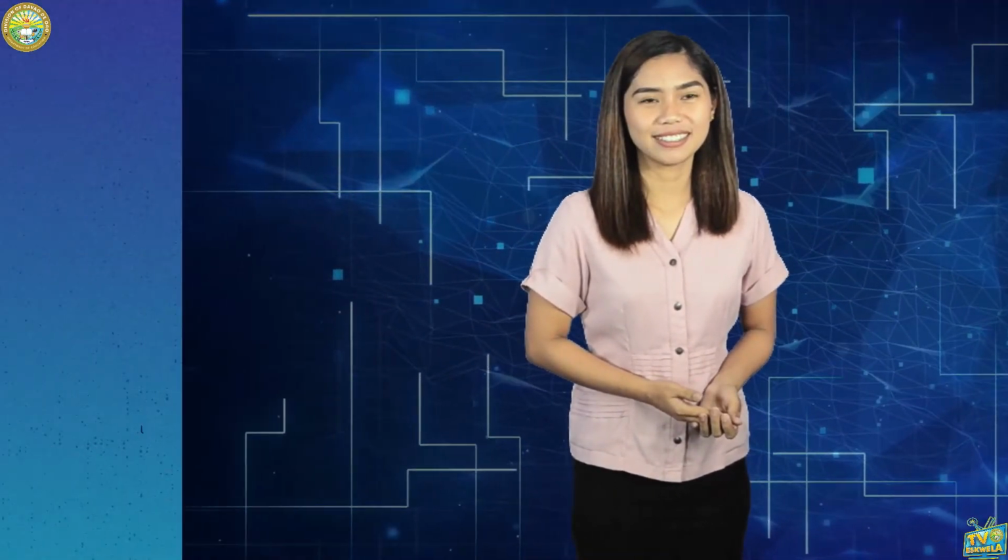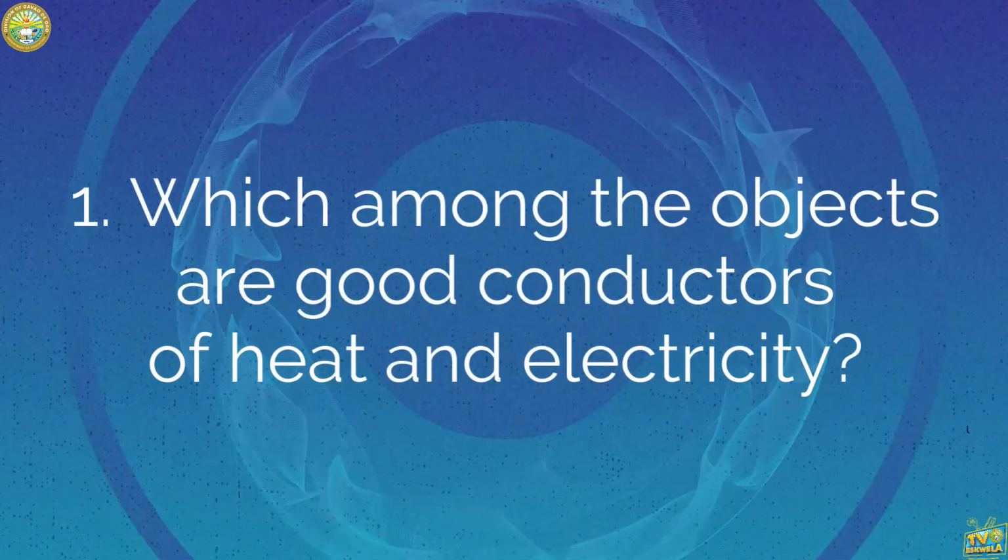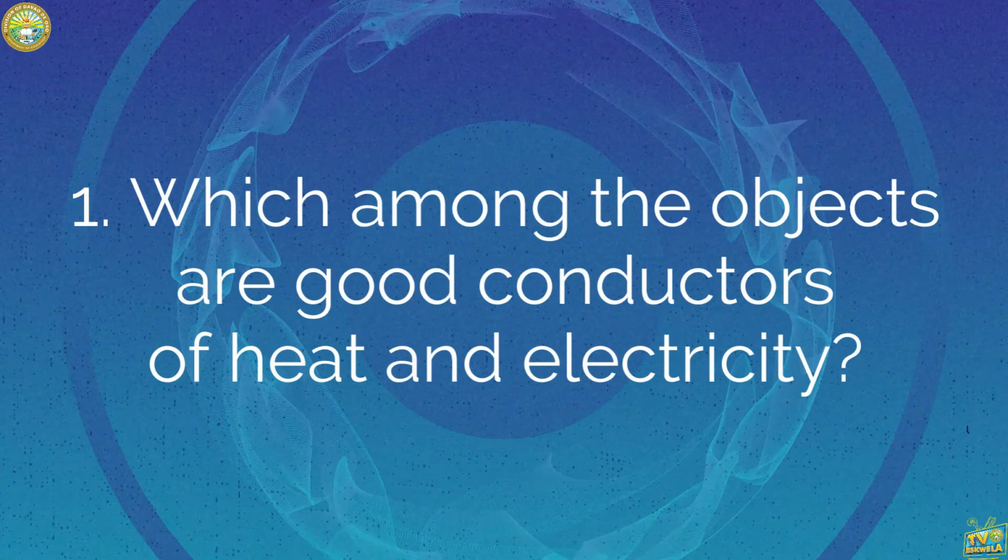Are you done? Answer the following questions based on the activity above. Write your answer in a one-whole sheet of paper. And I will give you enough time to do it. Number 1. Which among the objects are good conductors of heat and electricity?